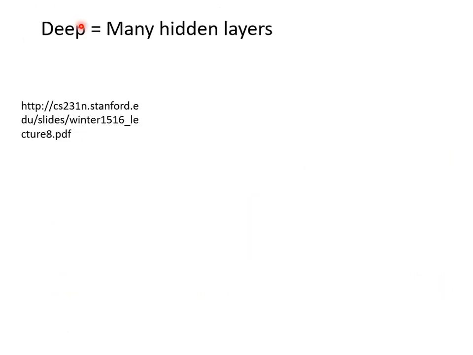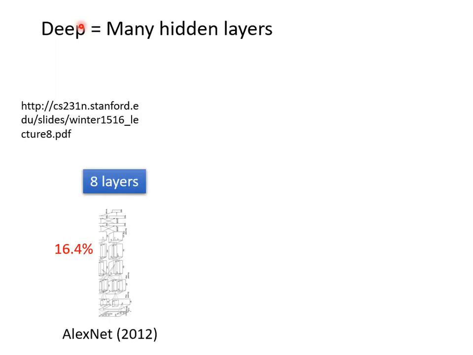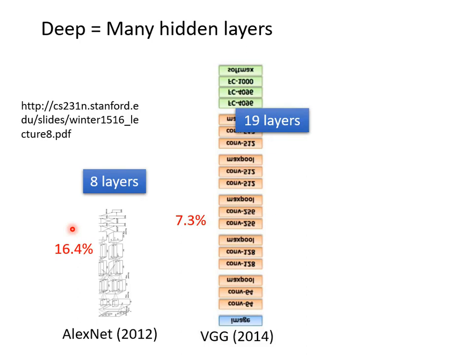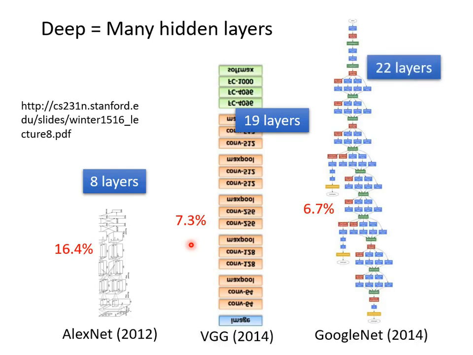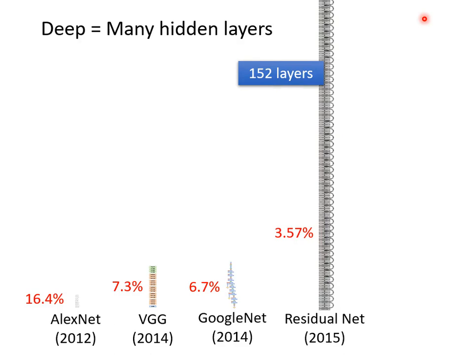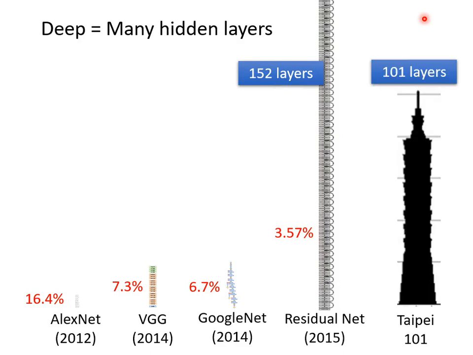Okay. Then people started to pile up the neural network with more and more layers. In 2012, a network called AlexNet had 8 layers, and its error rate was 16.4%. 2 years later, another network, VGG, with 19 layers, achieved a 7.3% error rate in image recognition. Those results are judged with a benchmark database in image recognition. Later on, GoogleNet managed to obtain a 6.7% error rate, with 22 layers. But these are nothing. Residual Net has 152 layers. Even higher than Taipei 101.